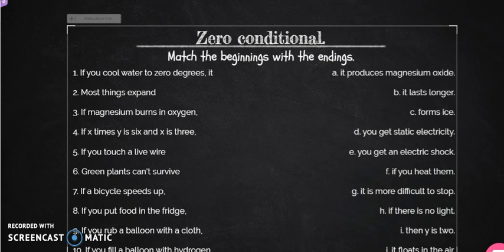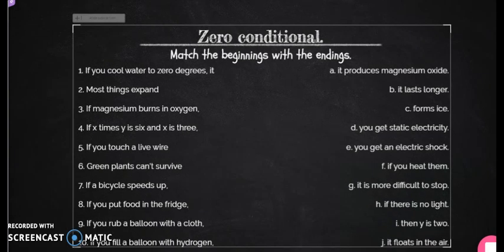Okay, now let's do a short exercise. It says, match the beginnings with the endings. We have to form 10 zero conditional sentences. Okay, first we're going to read the numbers, and then we're going to read the letters. Number 1, if you cool water to 0 degrees, it.